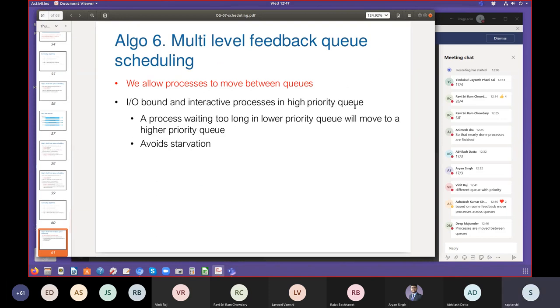Yes, we allow processes to move between queues. It is true that even now, IO bound and interactive processes will be in the higher priority queue and maybe a batch process will be in a lower priority queue. However, a process waiting for too long in the lower priority queue will move to a higher priority queue. This is again the concept of aging; we discussed aging 20 minutes back. If a process is waiting too long in a lower priority queue, move it to a higher priority queue. So that is one way of avoiding starvation.